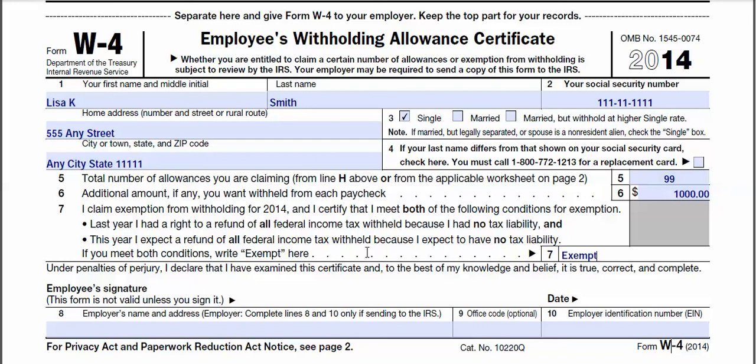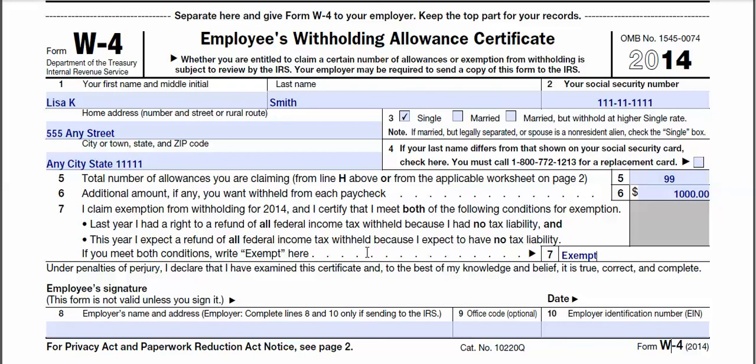Okay? So you want to keep all of those tips in mind that we just went through. Fill this out very carefully. Check your appropriate marital status. Be very careful with box 5. Put nothing in box 6 unless you absolutely want more money taken out of your check. And then do not check box 7 at all. Do not write in exempt unless you are absolutely certain that you do not owe any tax money at all.